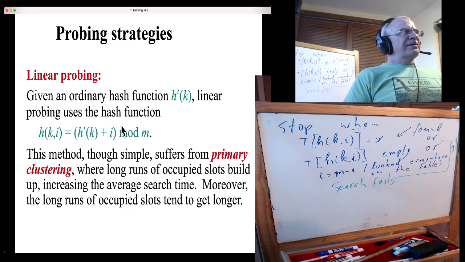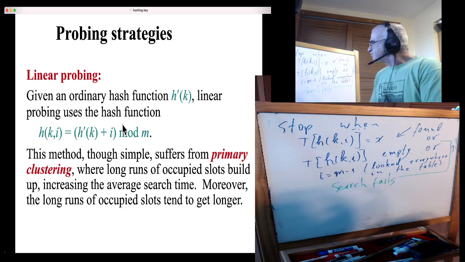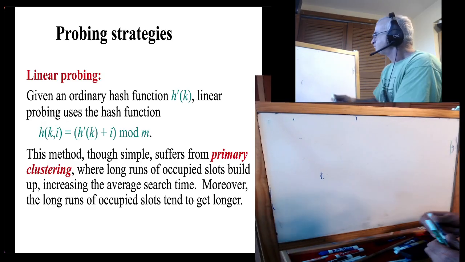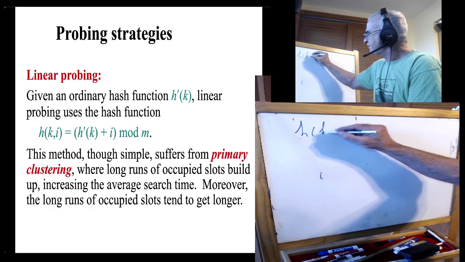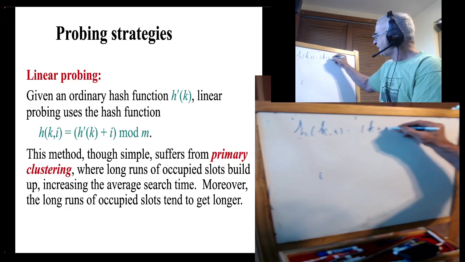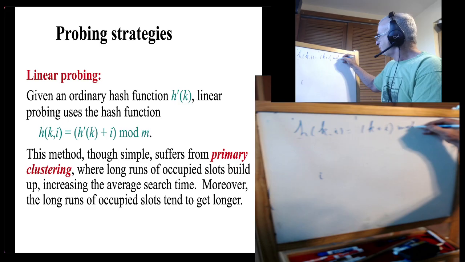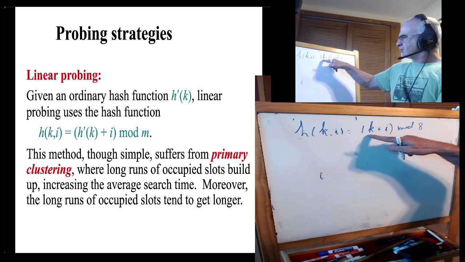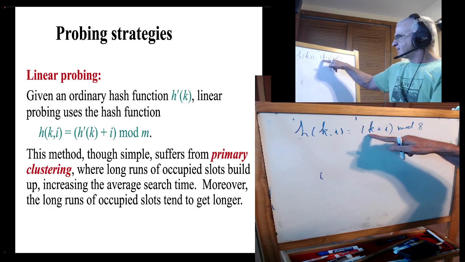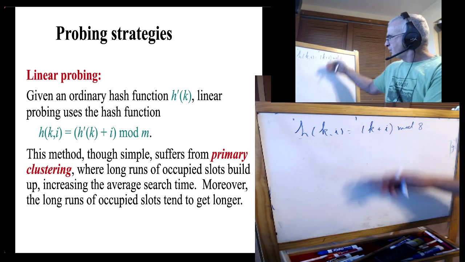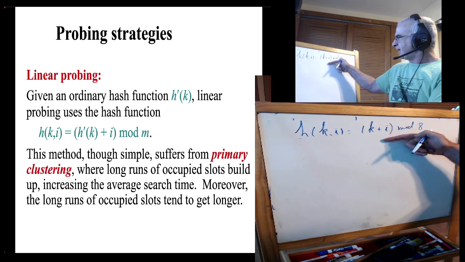The function that we used, h of k and i, was k plus i modulo 8. Now, if I'm using this function, as I said, I cannot work on long keys. It was a bad function even when I just used this.